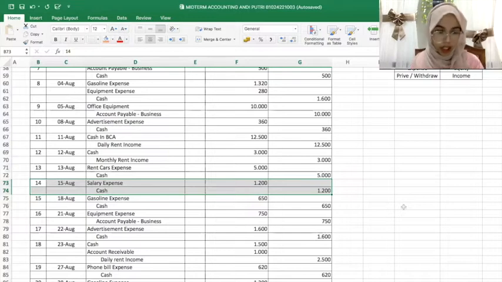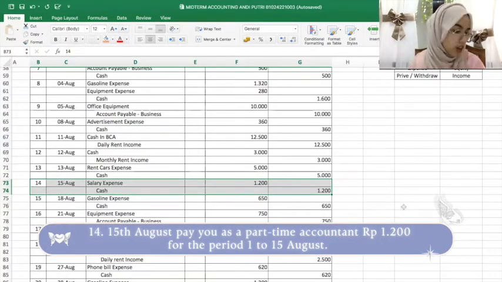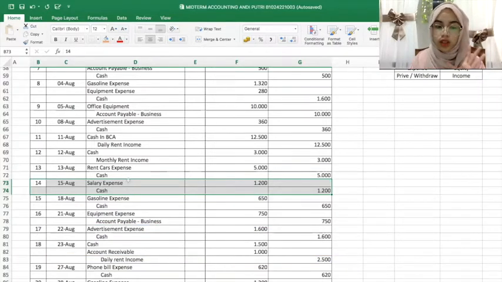For the 14th transaction at 15th August, they pay you as a part-time accountant for 1,200 for the period 1 to 15 August. There are salary expense and cash for the account explanation. Salary expense is debit. Expense is debit, so we put 1,200 on the debit. And cash, because they pay salary using cash, so the cash is decreasing on the credit side for 1,200 rupiah.